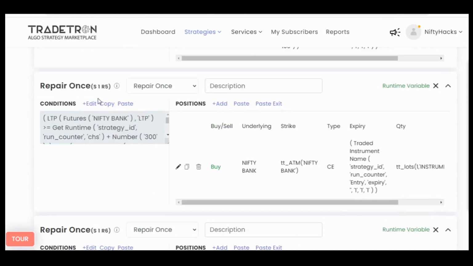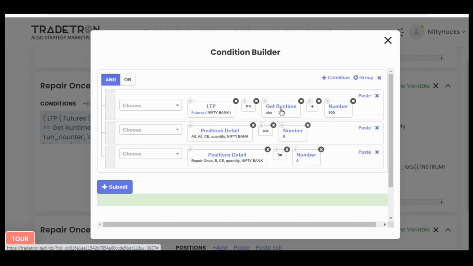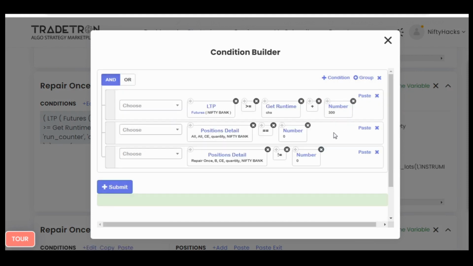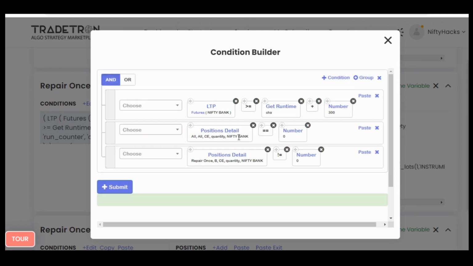Now RO5 is nothing but a check on our call hedge strike. At runtime CHS gives our current call hedge strike, whichever it is, plus 300. So if the market has moved a further 300 from this call hedge strike, and again you need to check, before buying a new hedge, whether only one hedge is present currently in the trade. So again all CE quantity is equal to 0, right?